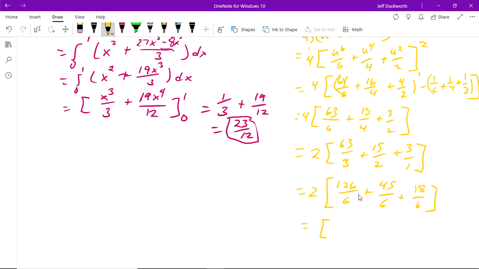So this is going to be 126, 160, 171, 181, 189. And I can divide that, so that's 63, it looks like. That'll be your answer.